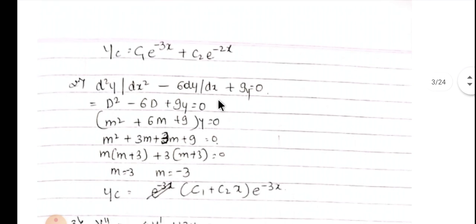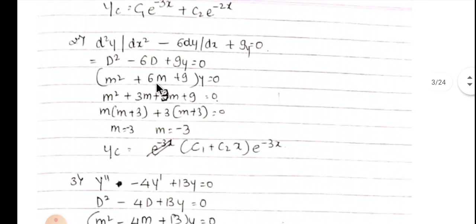Now we'll go further, that is the second example, d square y by dx square minus 6 dy by dx plus 9y, which is equal to 0, which can be written as (D square minus 6D plus 9) y, which is equal to 0. Auxiliary equation, m square minus 6m plus 9 of y, which is equal to 0. 3 3s are 9 and 3 plus 3 is nothing but 6. Here it is m square minus 3m minus 3m plus 9, which is equal to 0. Please note that here it is a plus.